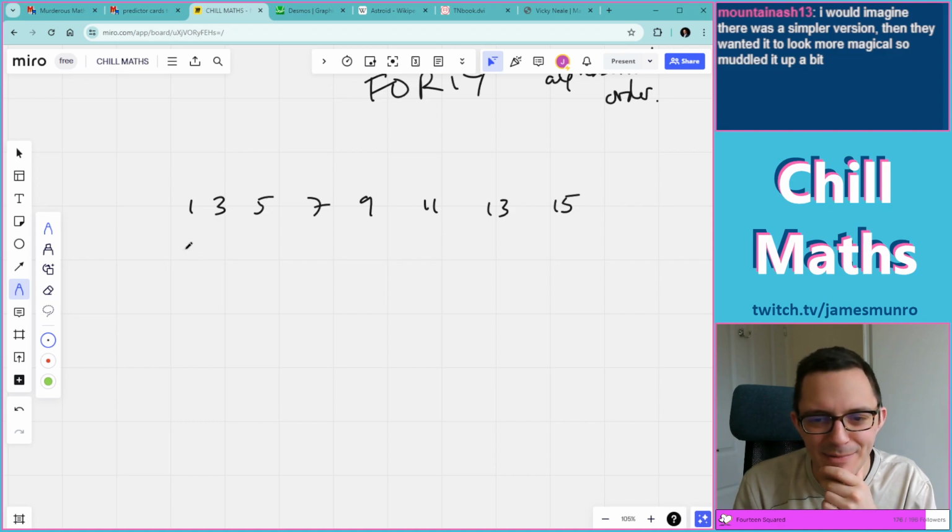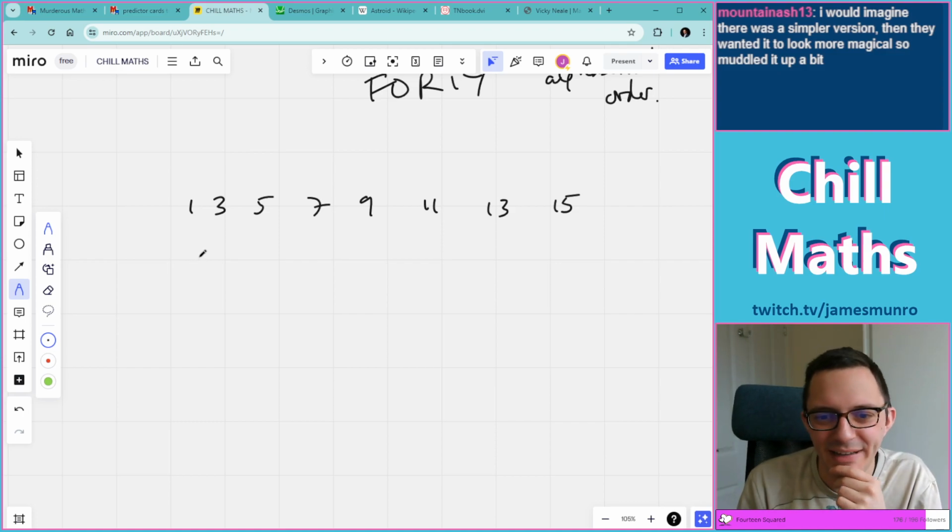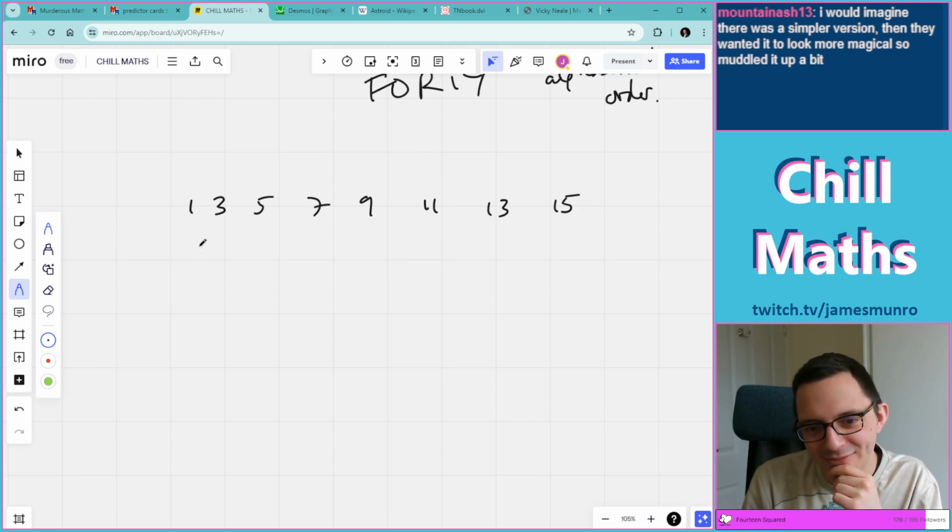Yeah, Mountain Ash says maybe it's been slightly roughed up a bit to make it look more magic. It's part of the show, isn't it?